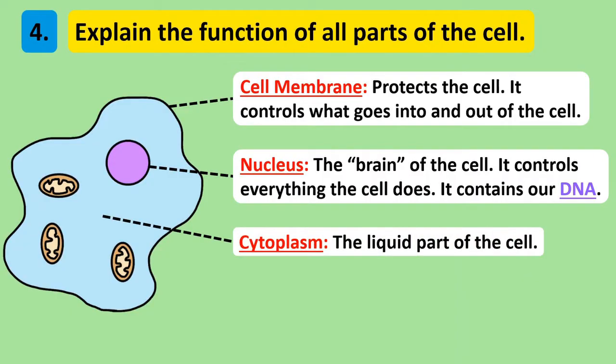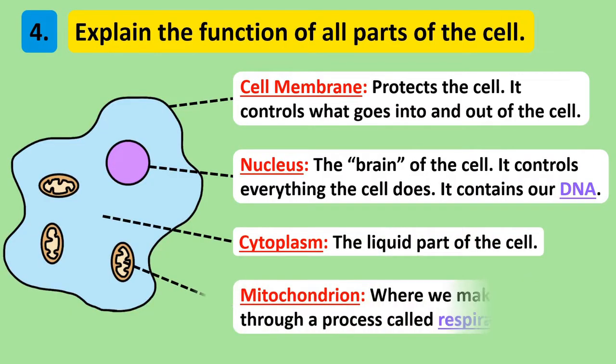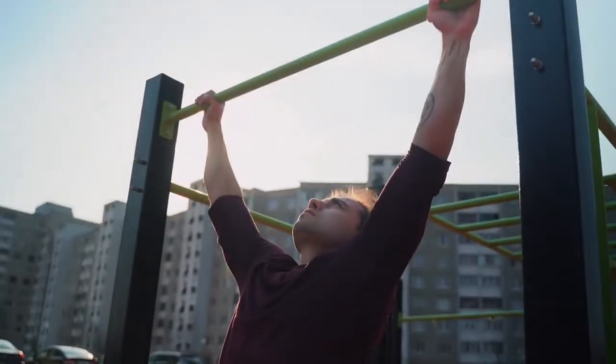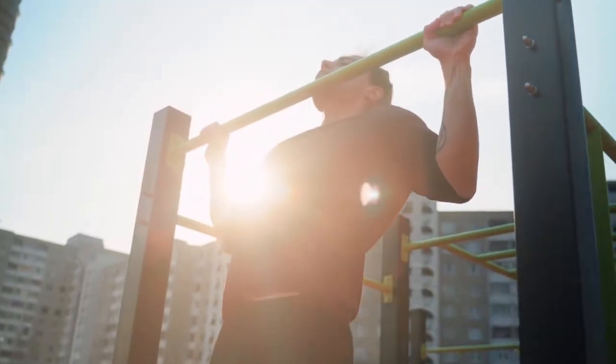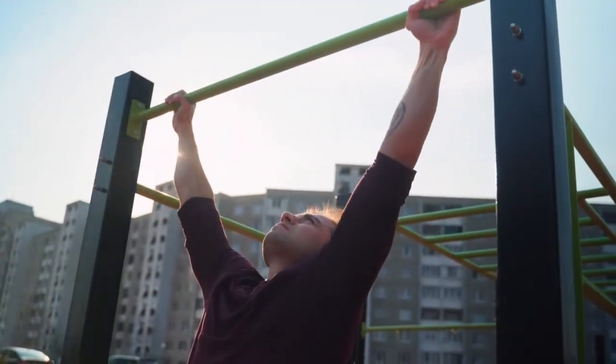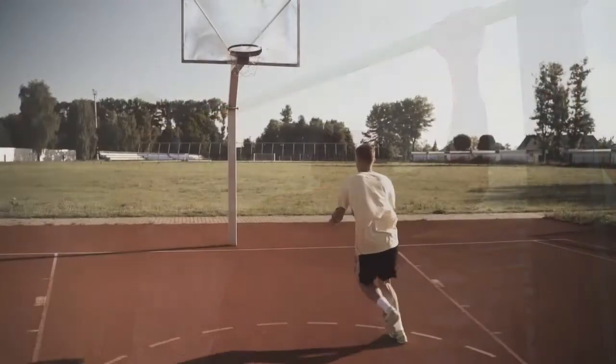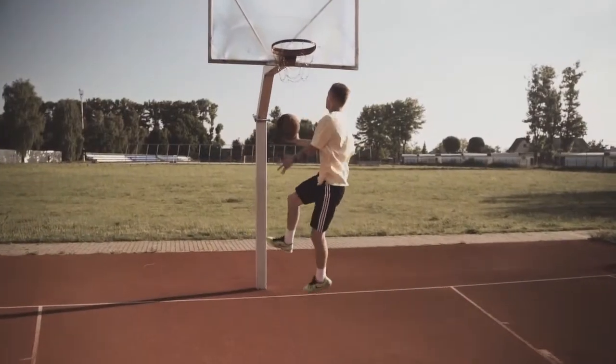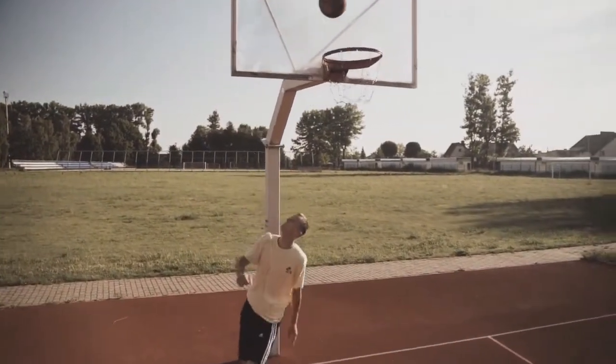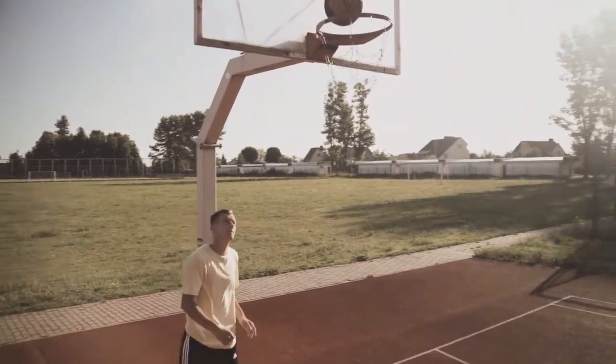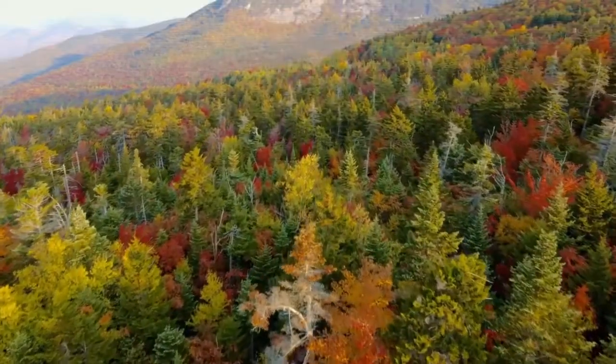The cytoplasm is the jelly-like liquid that's found around the cell, and the job of your mitochondria is to make energy, and they carry out a process called respiration to make this energy. We need energy for pretty much everything we do, whether it's exercising by going to the gym, playing sports, going for a walk, or even breathing and keeping yourself warm. You need energy for that, and it's your mitochondria that produce this energy. So that's what animal cells contain.